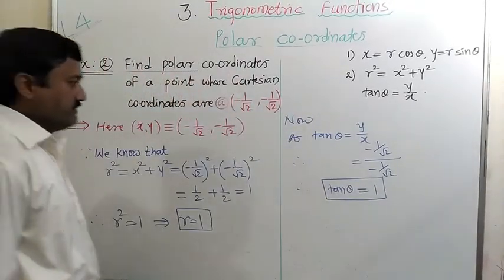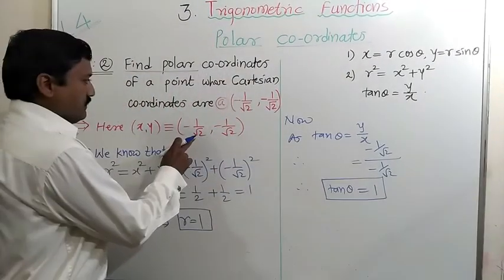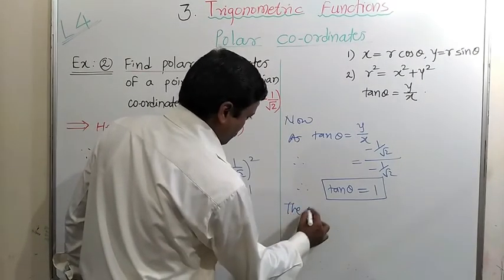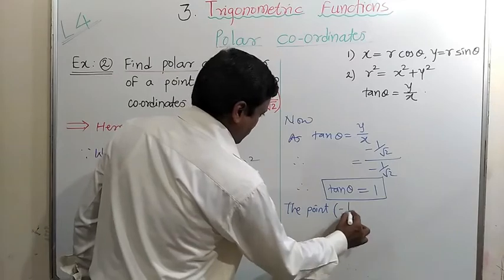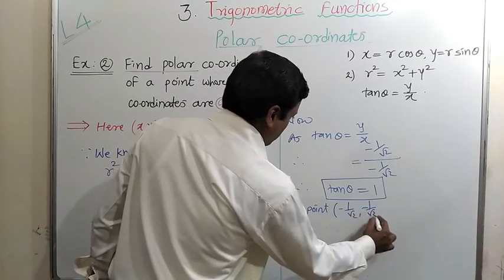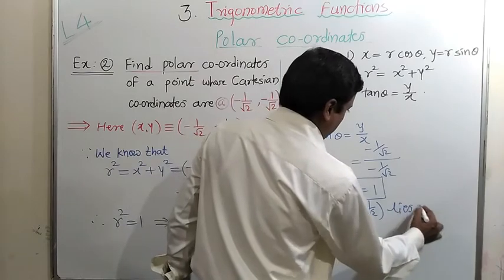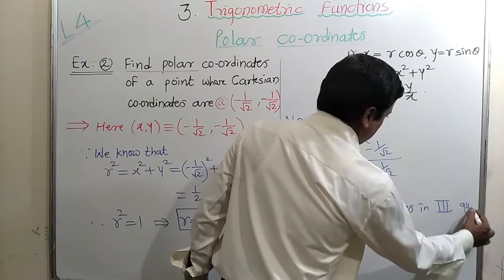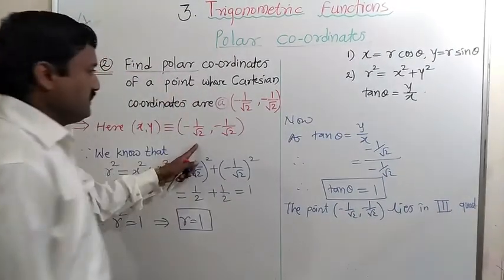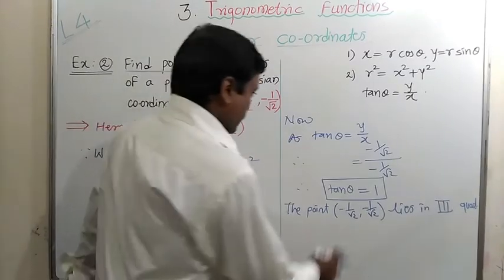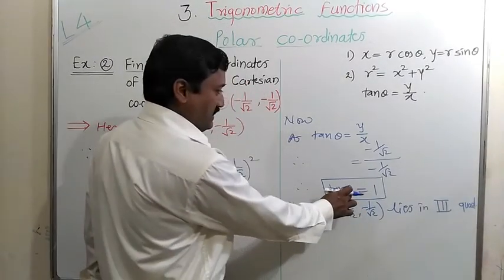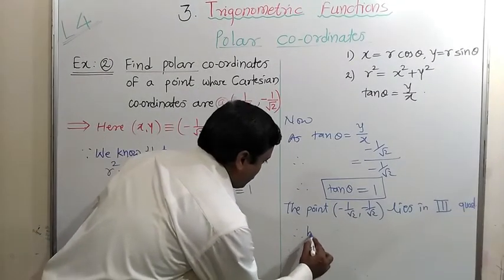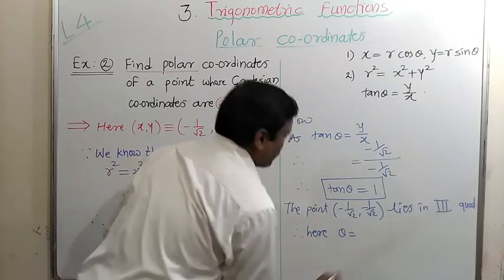Now this point, minus 1 upon root 2, minus 1 upon root 2, lies in the third quadrant, not the fourth. This negative point lies in the third quadrant. Therefore, we have to find the angle theta which lies in the third quadrant so that tan theta is equal to 1. Let us see the figure.